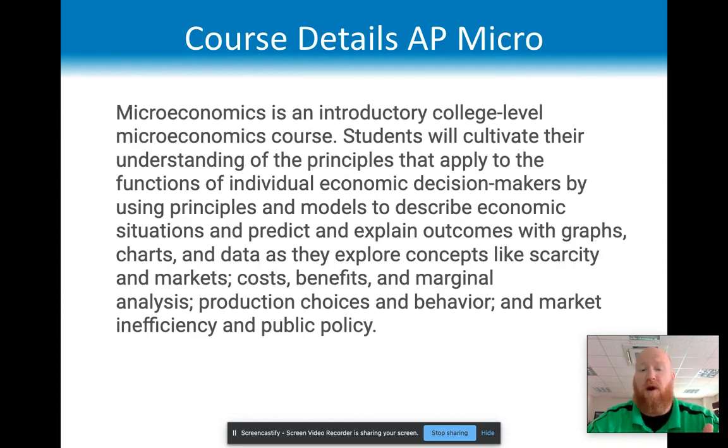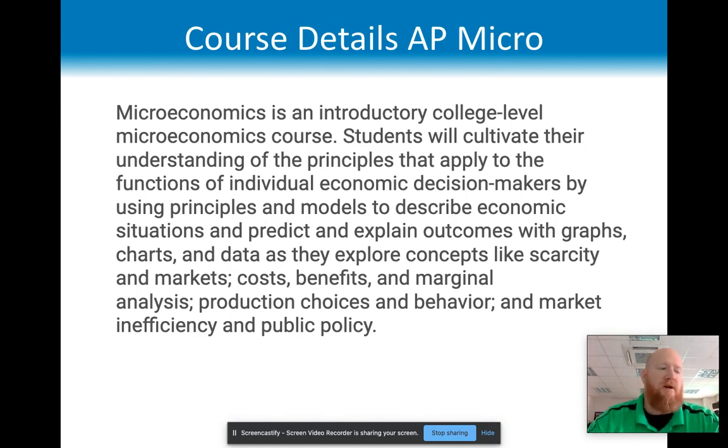We will do this in term one and term two, and we should be done with this by the end of the break, going into winter break. Microeconomics is basically an introductory college level course, as I stated. You will be cultivated into your understanding of the principles that apply to the functions of individual economic decision makers by using principles and models to describe economic situations and predict and explain outcomes with graphs, charts, and data as they explore concepts like scarcity, markets, cost, benefits, and marginal analysis, production choices, behavior, market efficiency, and public policy.